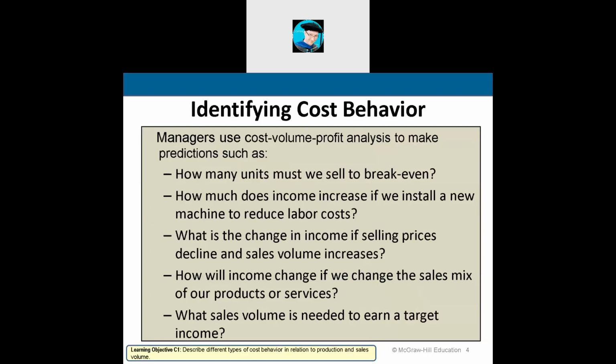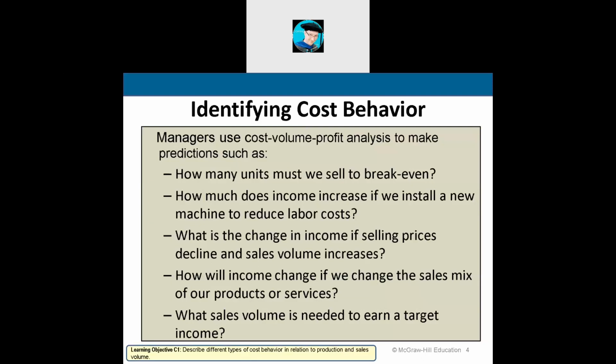Oh, this next one's one of my favorites. What happens if there's a change in the sales price or a change in the amount that we're selling? Oh, that's a good one, right?